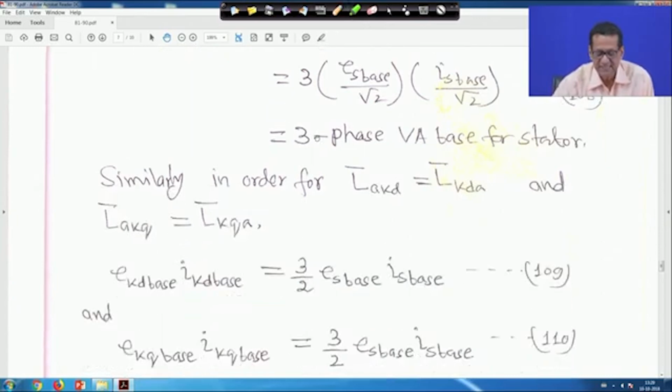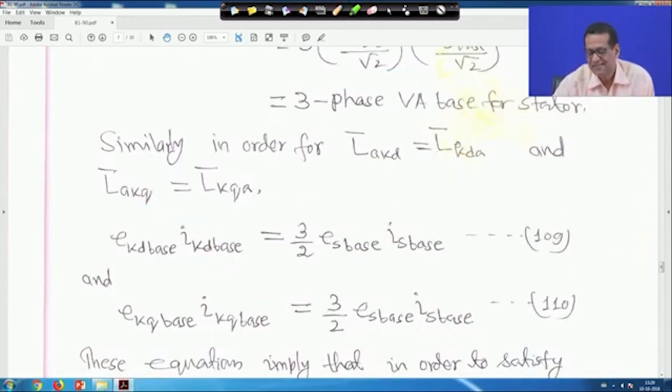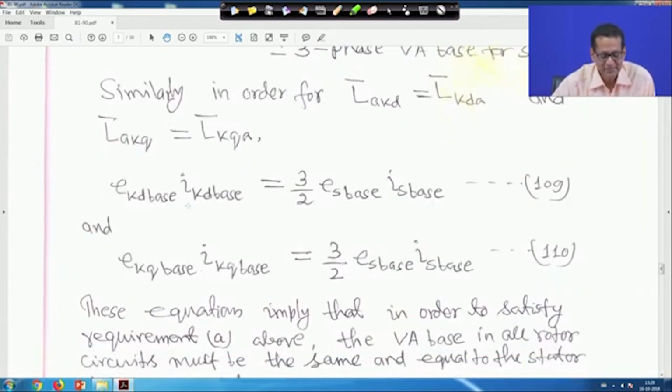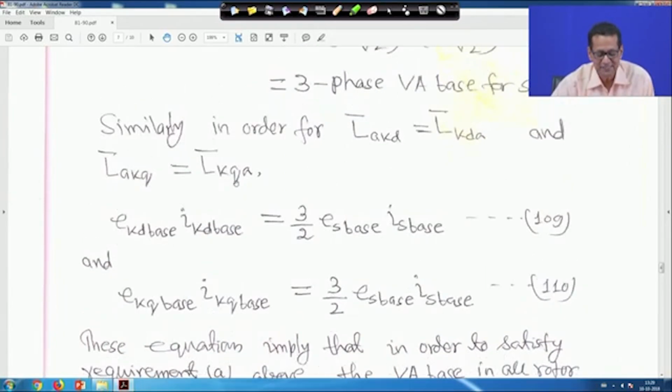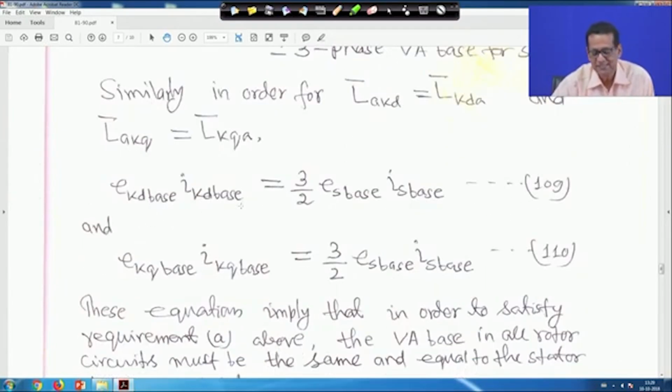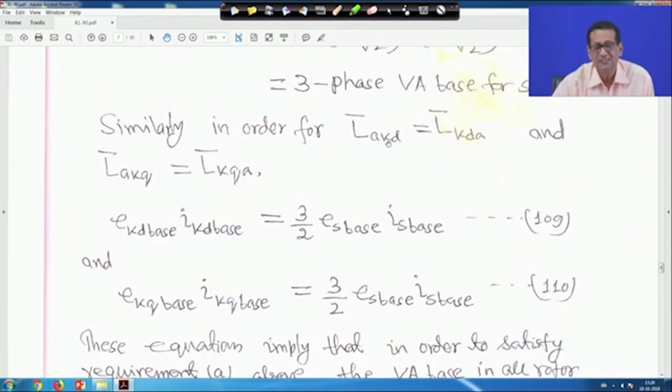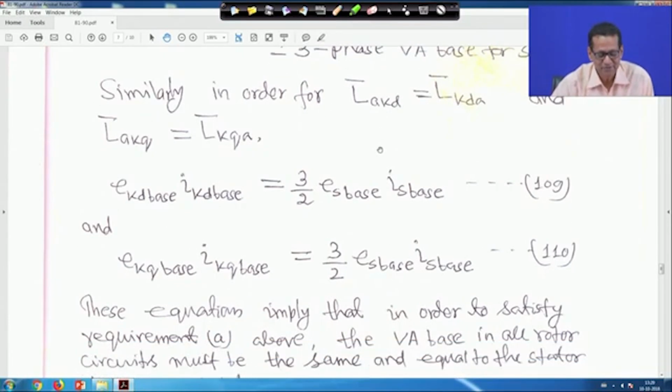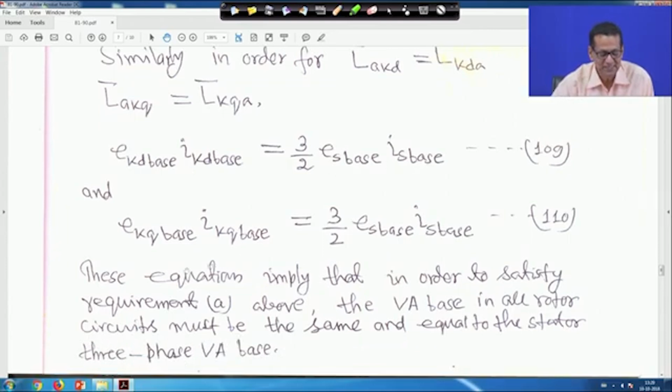Similarly, we have to make LAKD bar equal to LKDA bar and LAKQ bar equal to LKQA bar, because we want everything to be reciprocal. In a similar way, if you equate this one and this one, you will get EKD base IKD base. Go back to those referred equations and just equate them, I didn't write it here. If you do it, EKD base IKD base is equal to 3 by 2 ES base into IS base. Similarly, EKQ base into IKQ base is equal to 3 by 2 ES base IS base. This is equation 110.